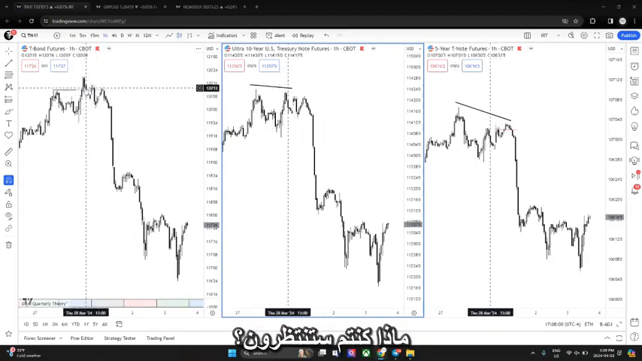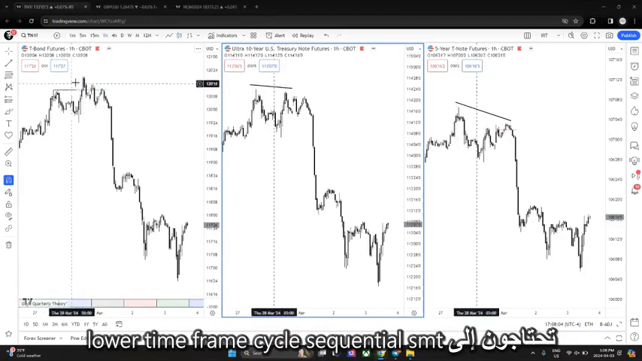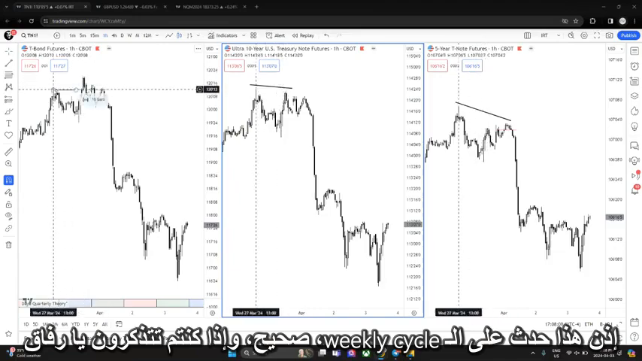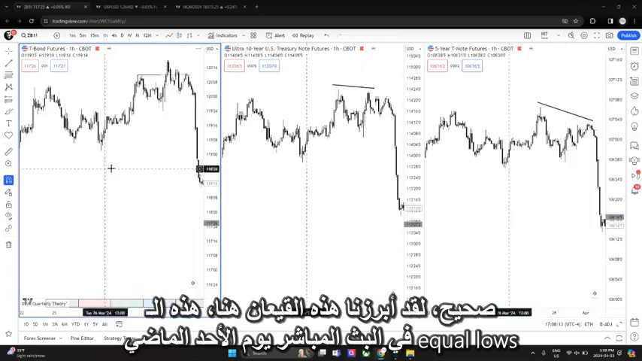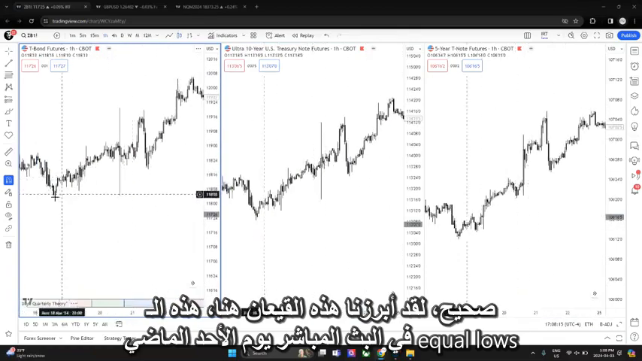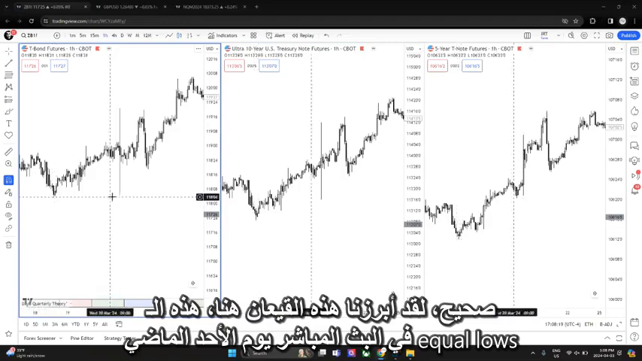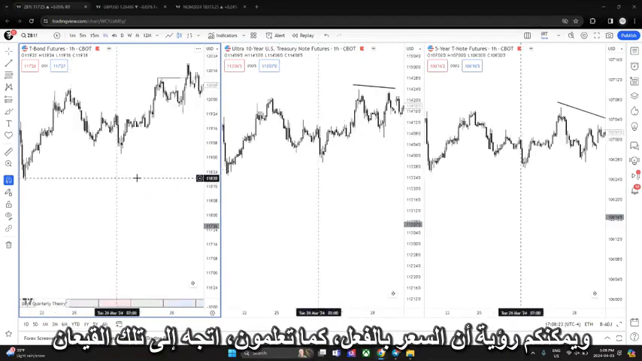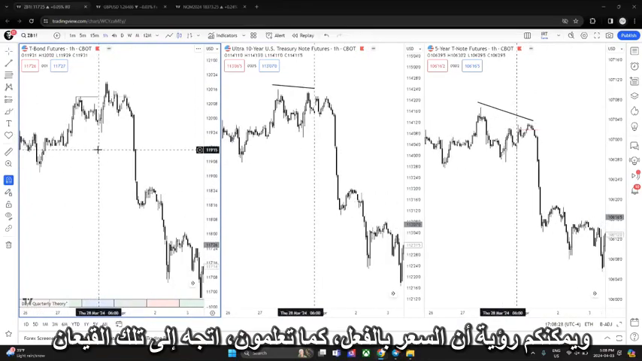And what would you wait for after this? After seeing this, what do you need? You need a lower time frame cycle sequential SMT. So this occurred on the weekly cycle. And if you guys can remember, we highlighted these equal lows in this Sunday's past live stream, and you can see that we did have price draw to those lows.